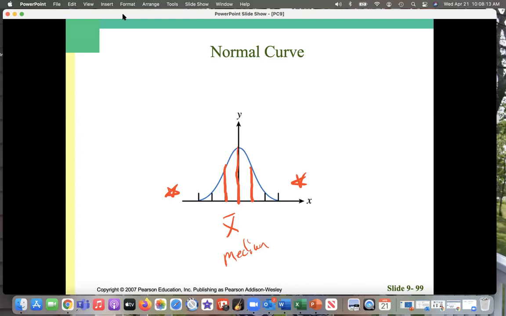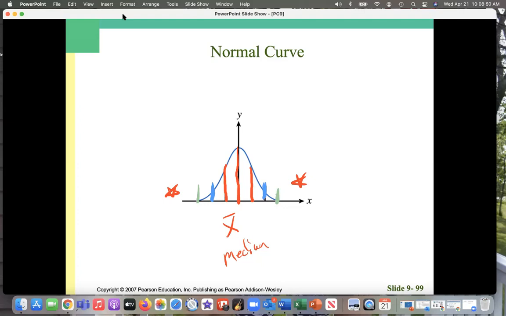Now, if we go out to 2 standard deviations, that should encompass about 95% of the data values. And if we go further, that's not the farthest we can go, but if we go to 3 standard deviations above and below, 99.7% of the data values should be there.